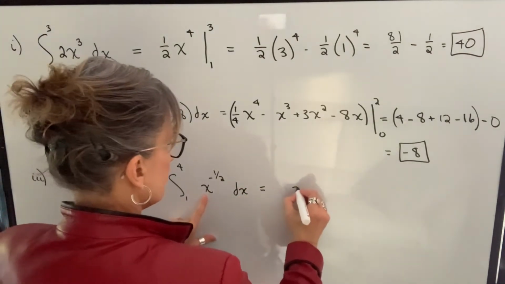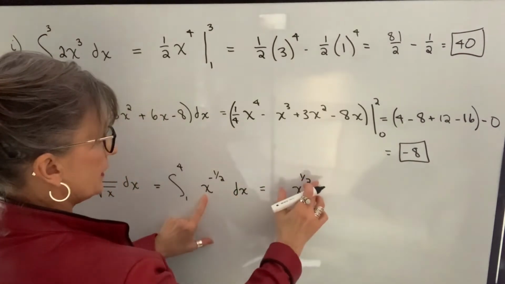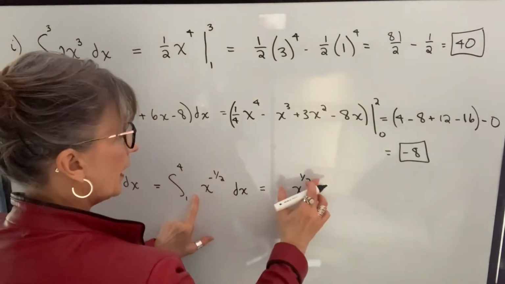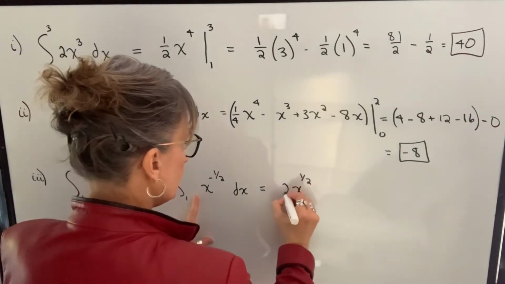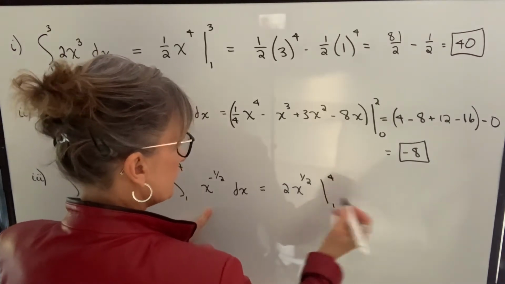So to integrate, I add a 1 to my exponent. Negative 1/2 plus 1 is positive 1/2. I take my original coefficient of 1, divide by 1/2. 1 divided by 1/2 will be 2. So that's the integral. And now I'm going to evaluate it.